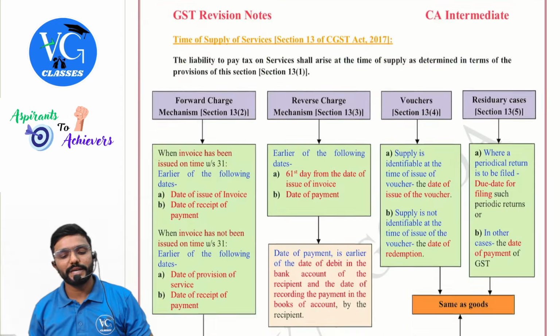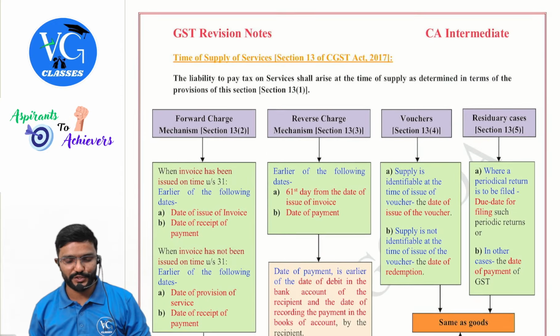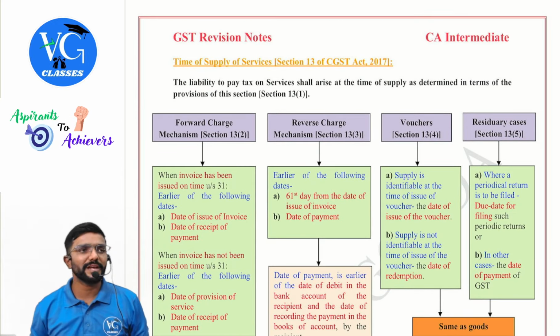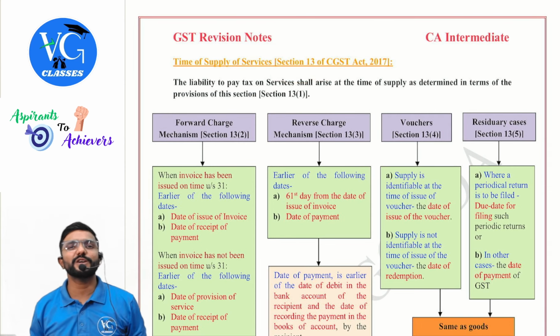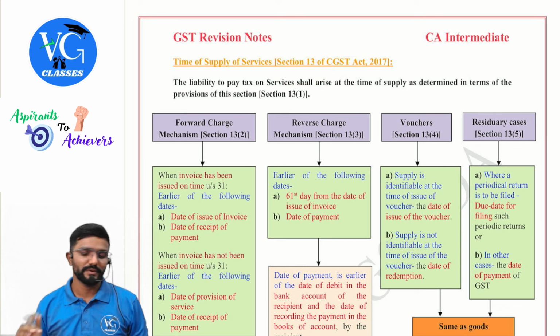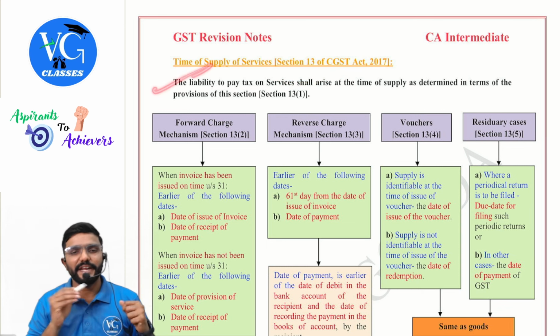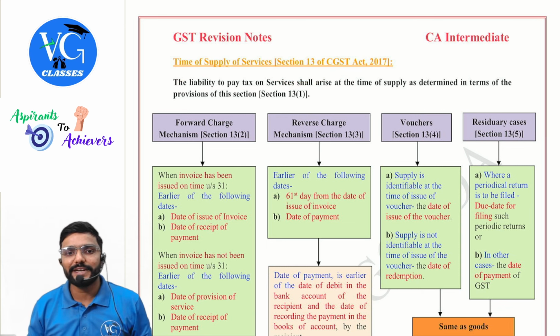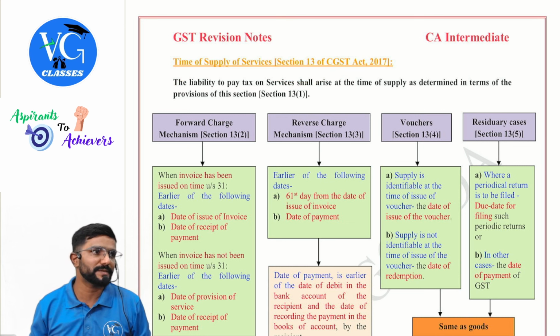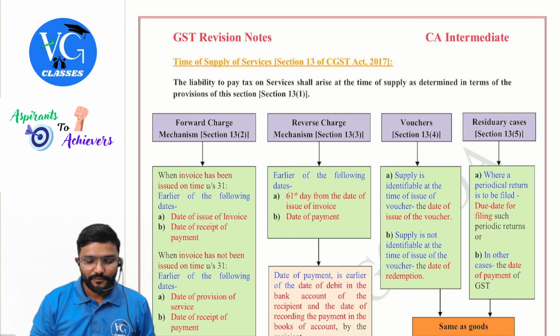Now coming to time of supply of services. Time of supply of services is given in section 13. Even section 13 also has 6 subsections, guys. Subsection 1, heading: the liability to pay tax on services shall arise at the time of supply as determined in terms of the provisions of this section 13, subsection 1. Forward charge.